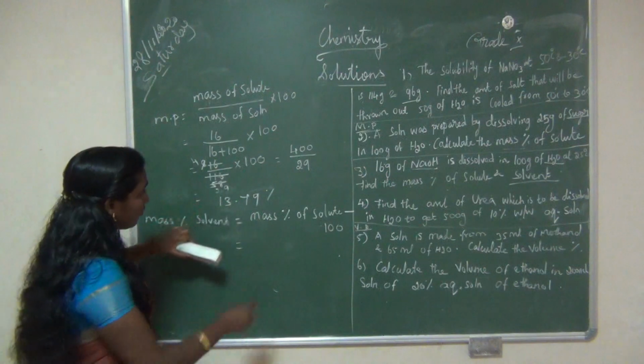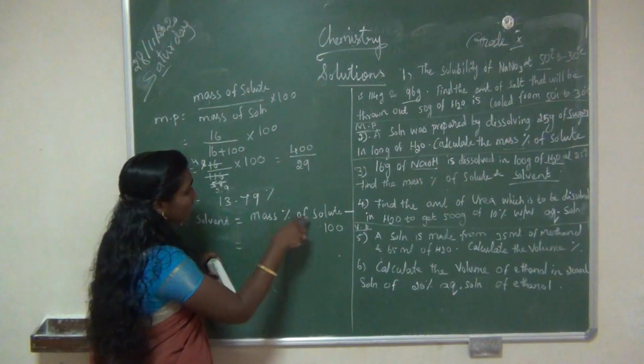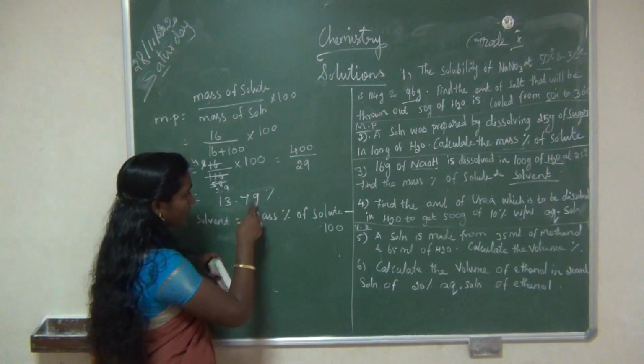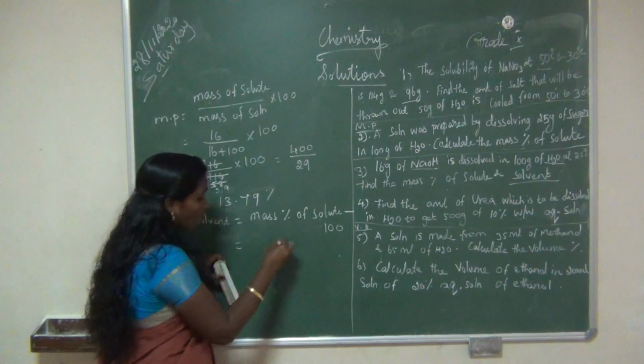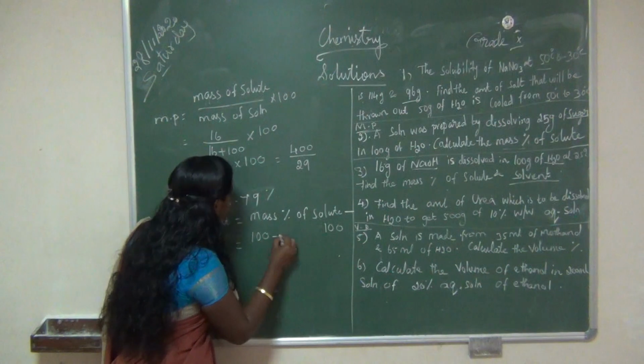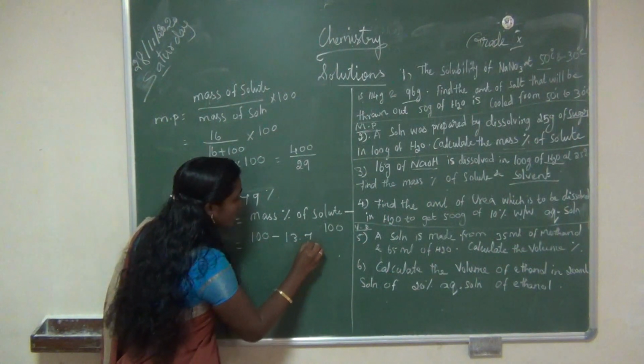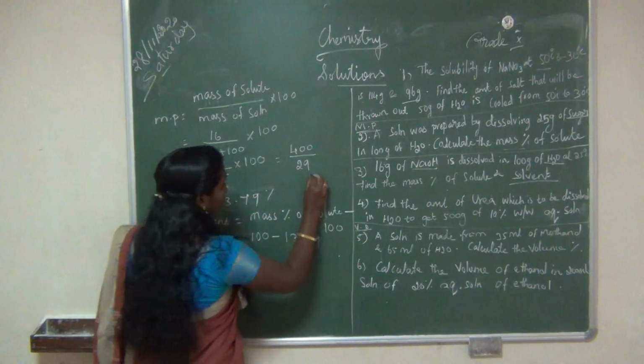Here we are going to subtract this value from 100. So 100 minus 13.79.